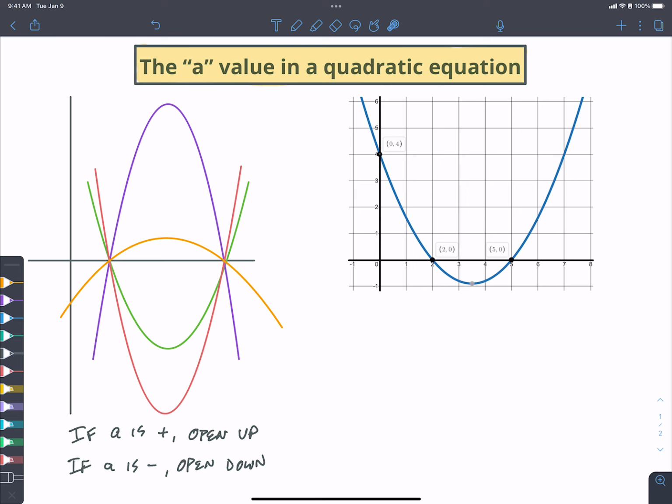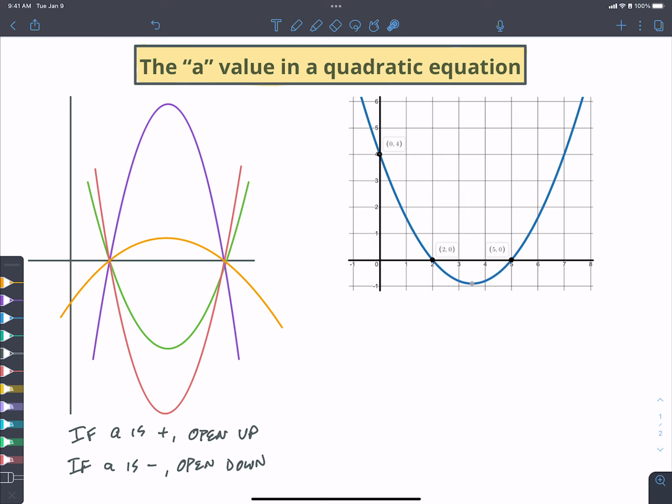But that's just part of the story for a, because we can clearly see all of these go through the same intercepts. It's not just a matter of plus or minus, because if we had the same x-intercepts and just a positive or a negative, then we would have just two options. But here we've got two different positives and two different negatives. So there's something more to it than just being positive or negative.